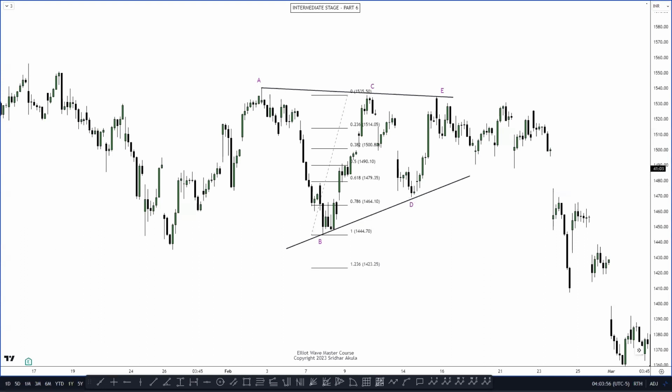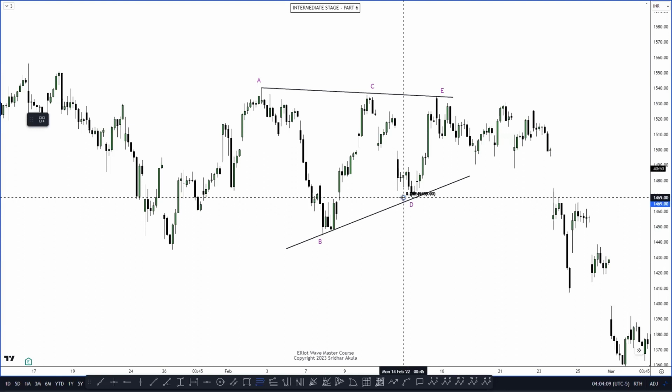Okay, so I'll show you that by example. Here, again, wave D, 60 to 78%. Now, like I told you, wait till your wave D, only then confirm it's a triangle. Here, very clear, it has been confirmed this is a triangle.